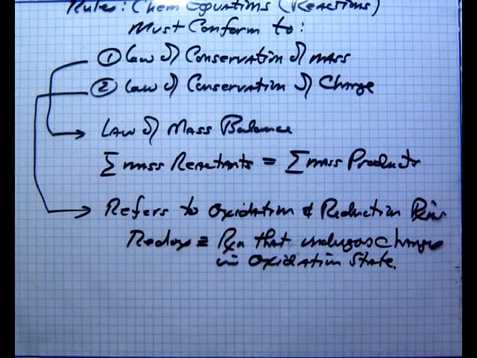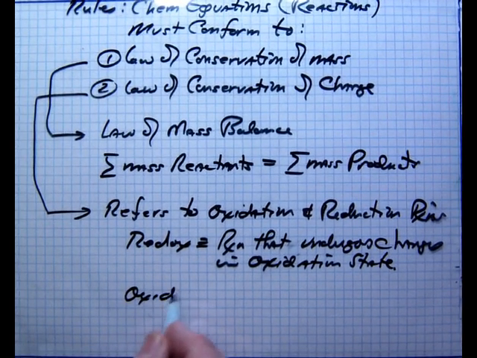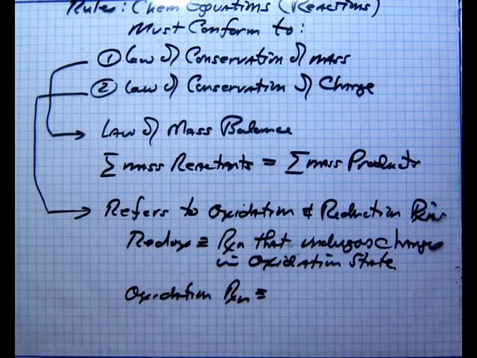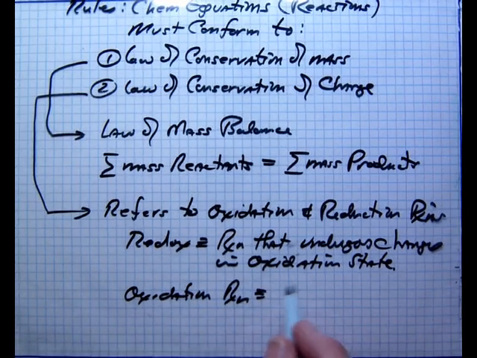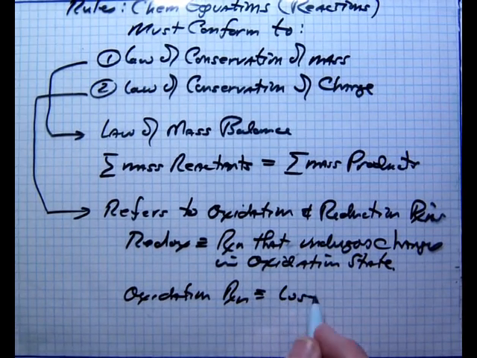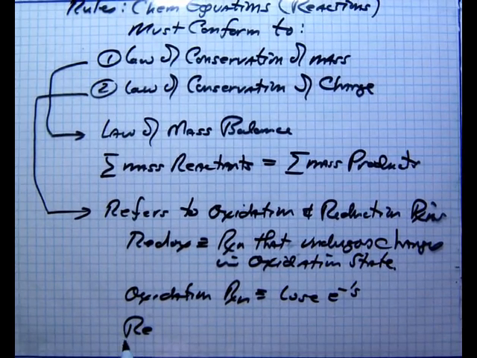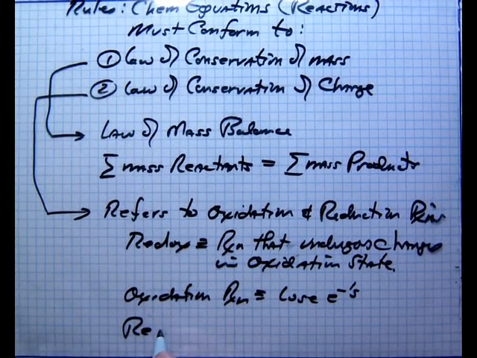Part of the reaction we call a half reaction. You'll learn about that before we get out of this section. Half reaction can be defined as an oxidation reaction, and by definition, those are reactions which lose electrons. Reduction reactions are those half reactions that gain electrons.